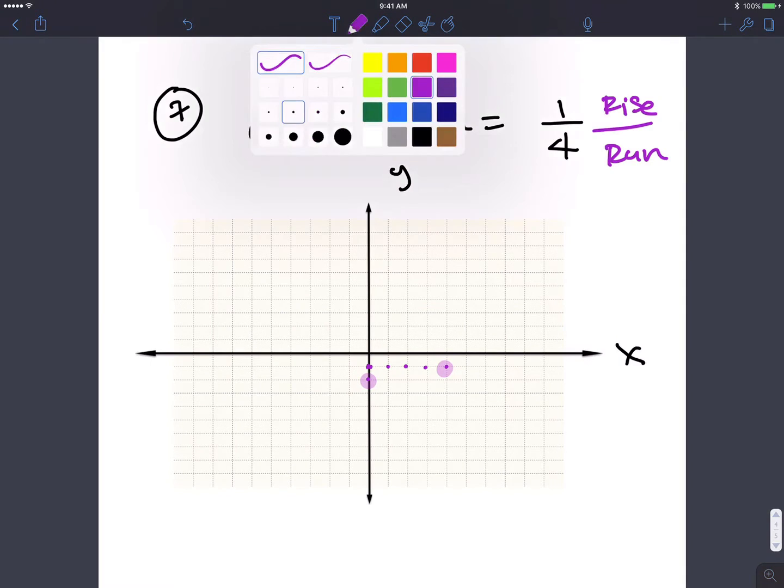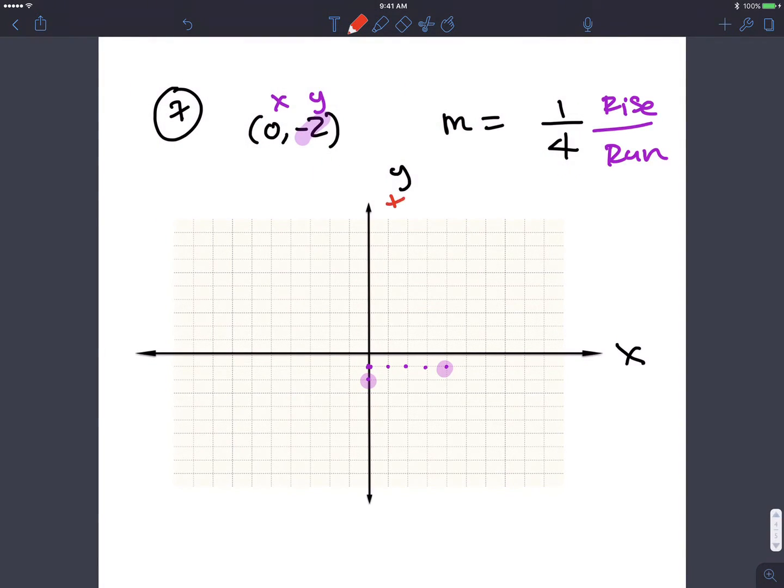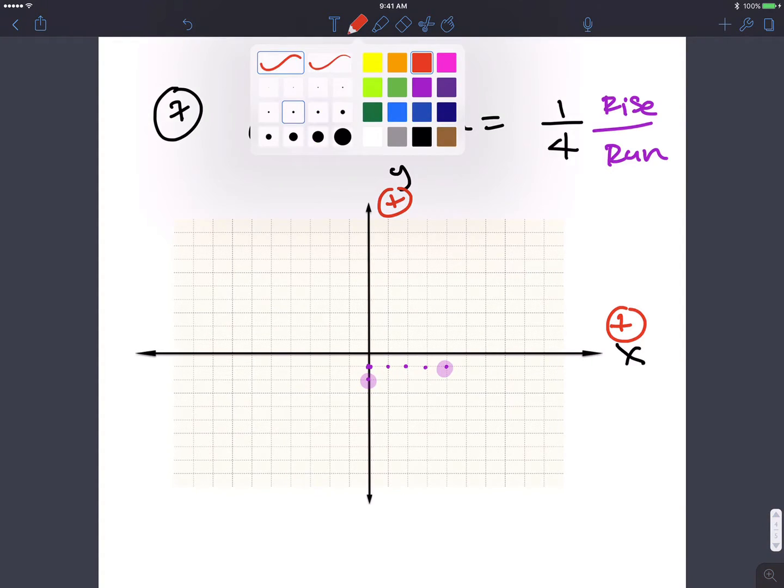Remember, rising is positive, so that means it's up. Running here is positive, and that means it's to the right. So from the y-intercept value of -2, I get my second point. We can now draw our line.